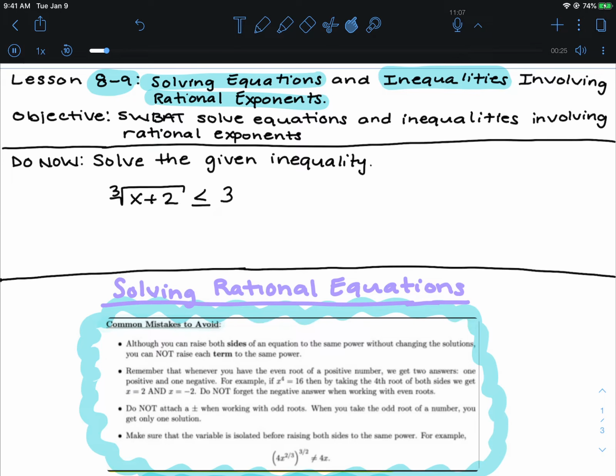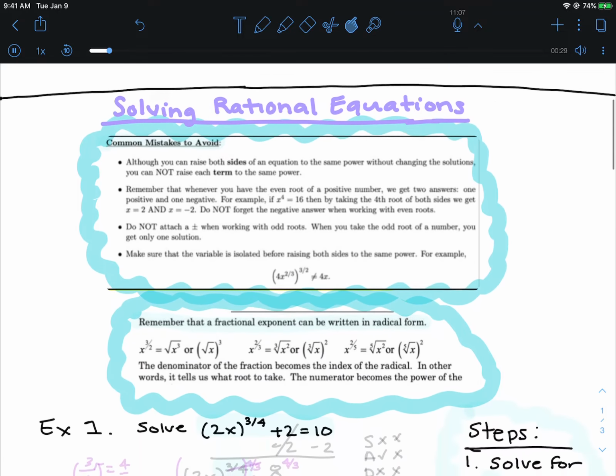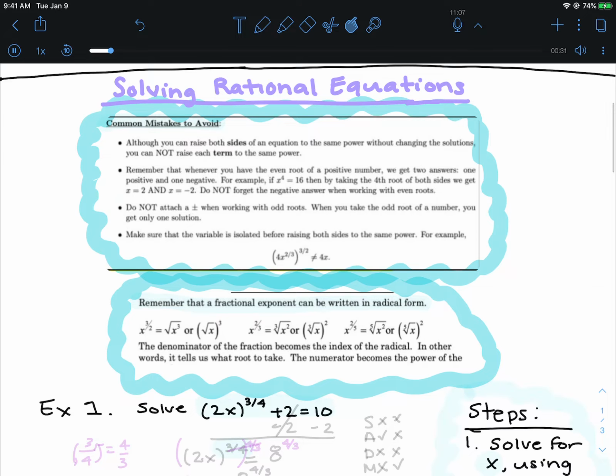So we want to go ahead and move on to this. Just take some time to read this portion right here. Common mistakes to avoid. These are just some things to keep in mind when we're trying to solve these problems today. And then also just remember, go ahead and read this on your own as well. Remember how you can write a radical into a fraction form, so that way it can help us out with today's lesson.